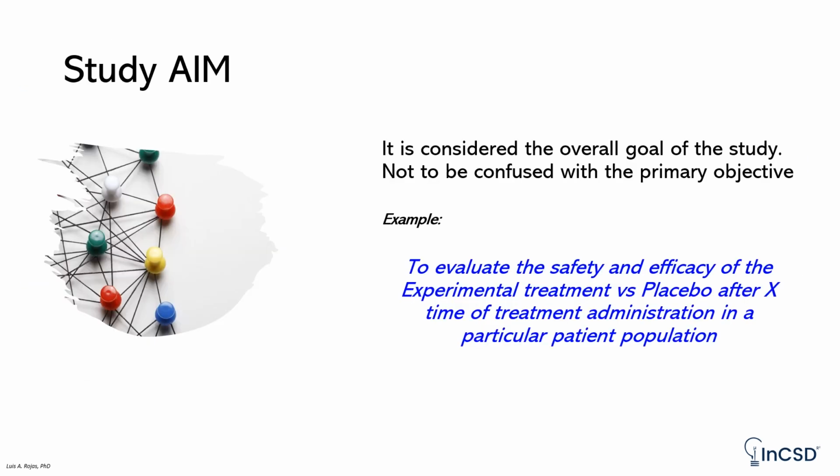The study aim is the overarching purpose or goal of the trial. This could be something like to evaluate the safety and efficacy of the experimental treatment versus placebo after X time of treatment administration in a particular patient population. But be careful. Do not confuse the study aim with the primary objective.